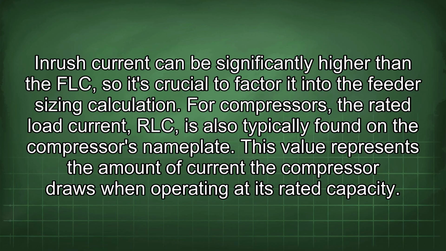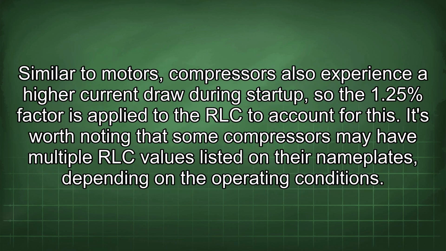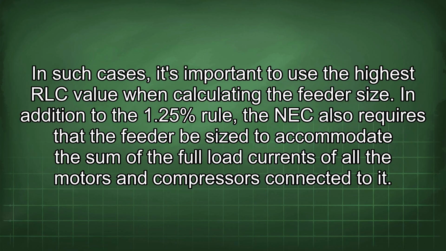For compressors, the rated load current, RLC, is also typically found on the compressor's nameplate. This value represents the amount of current the compressor draws when operating at its rated capacity. Similar to motors, compressors also experience a high current draw during startup, so the 1.25% factor is applied to the RLC to account for this. It's worth noting that some compressors may have multiple RLC values listed on their nameplates depending on the operating conditions. In such cases, it's important to use the highest RLC value when calculating the feeder size.